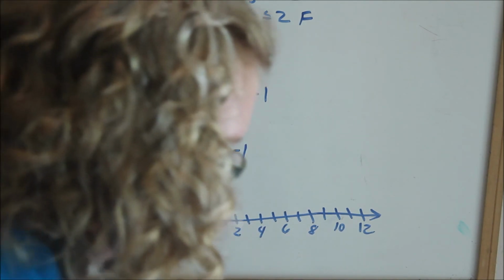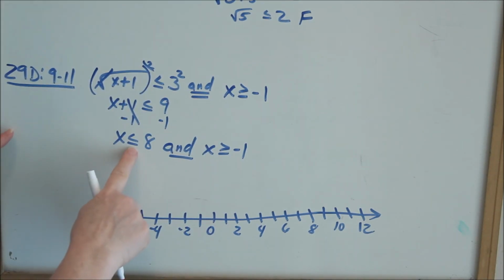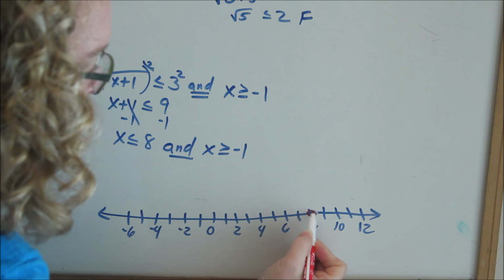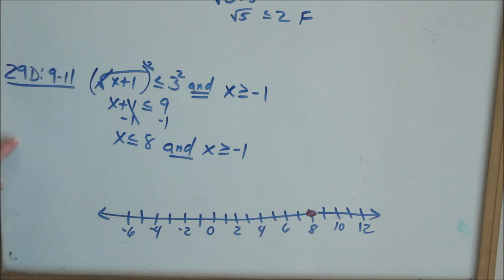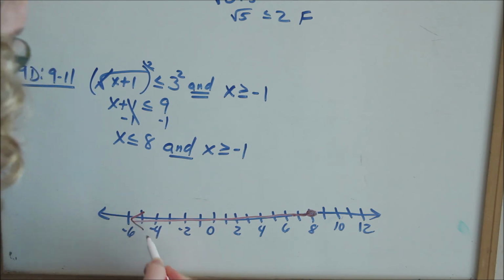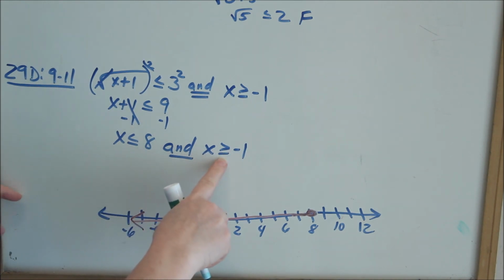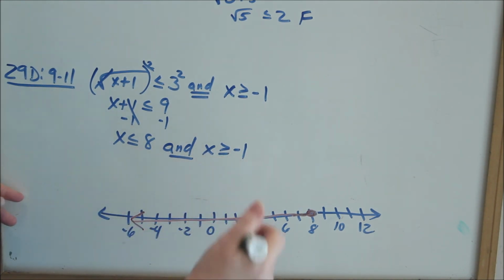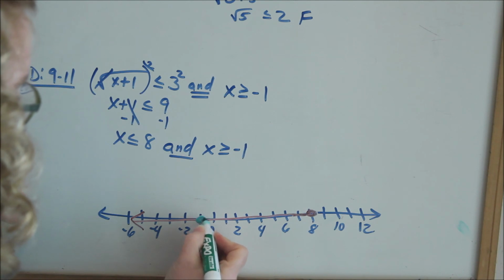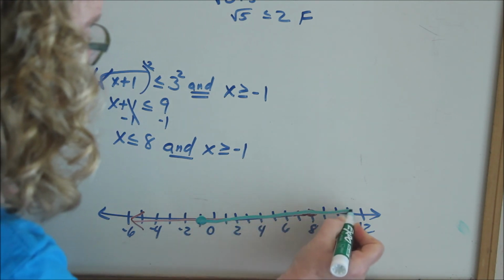So go plot both of those points. So x is less than or equal to 8. That is a closed circle. So here we have x is less than or equal to 8. That's all numbers going to the left. Okay? Now I encourage you to use two colors. Now I'm going to do x is greater than or equal to negative 1. That will be a closed circle. So negative 1 is right here, and I want all numbers to the right of that because that would be greater than.